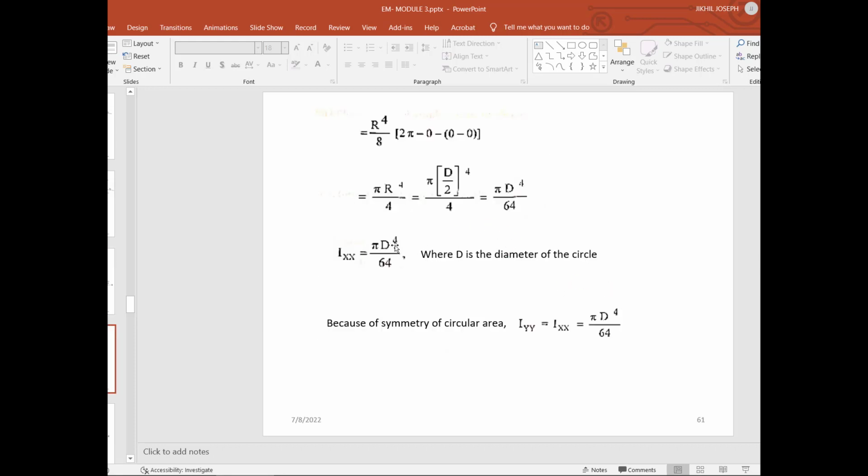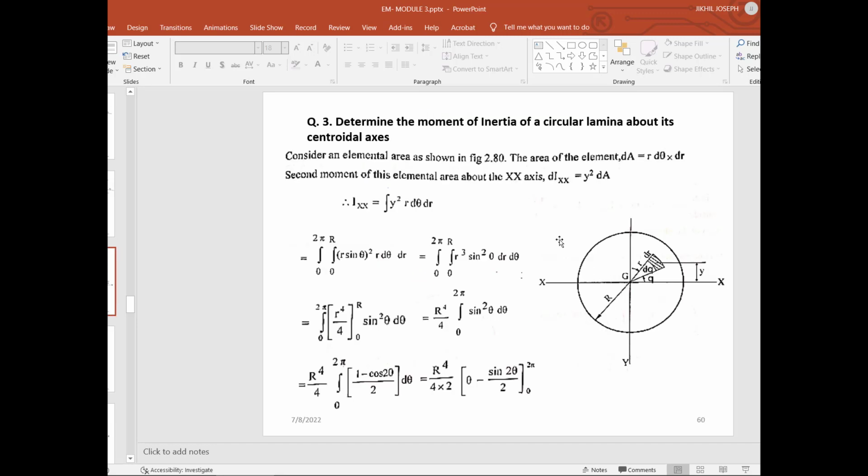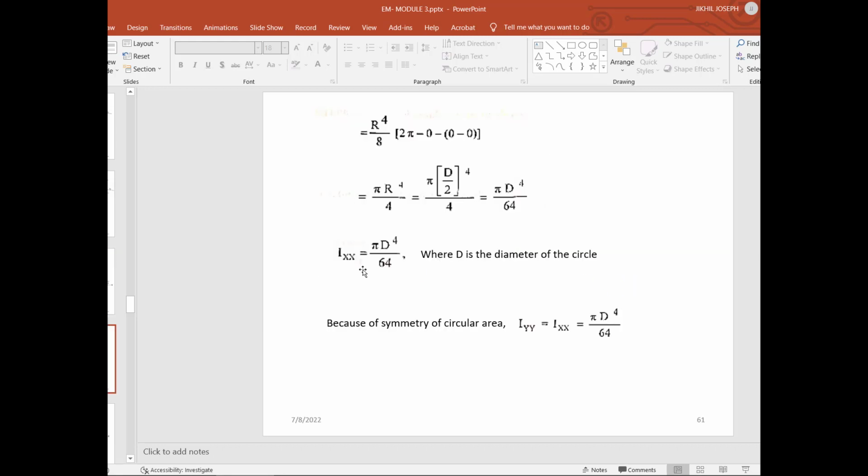Upon integrating, you will get the value of Ixx about this centroidal axis. The value is pi into d raised to 4 by 64, and Iyy is the same as Ixx because it is a symmetrical figure. The Ixx and Iyy will be the same for the circle. And you know that the polar moment of inertia, if you want to calculate, will be Ixx plus Iyy, which is equal to 2 times this value, because of symmetry the value is the same. We know that Izz is equal to Ixx plus Iyy.